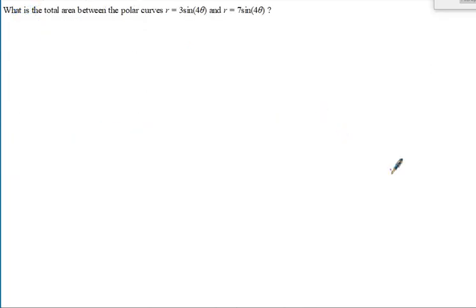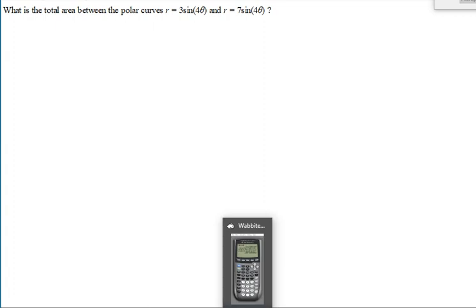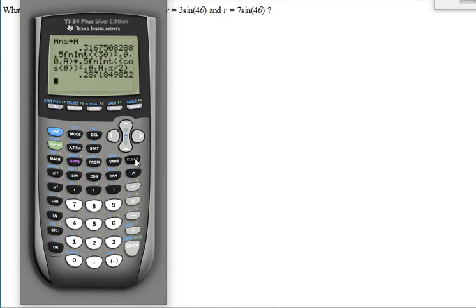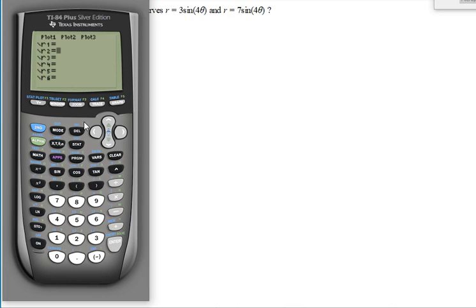Alright, the next one says what's the total area between the polar curves r equals 3 sine of 4 theta and r equals 7 sine of 4 theta. So, let's see what this looks like here. And in polar mode here, I'm going to clear these two out and enter these two in. So r1, 3 sine of 4 theta.